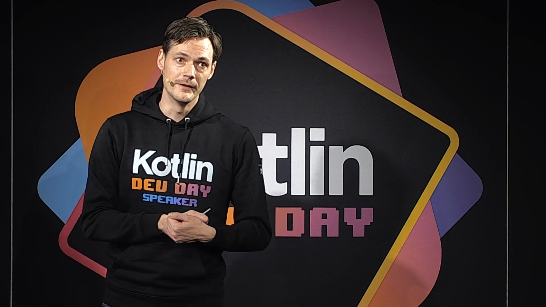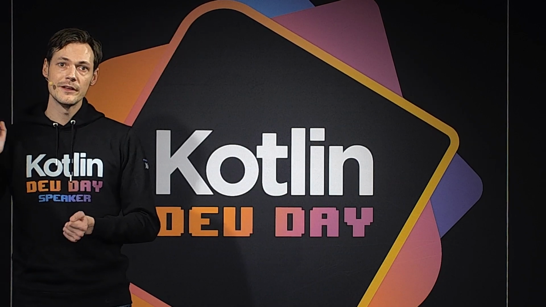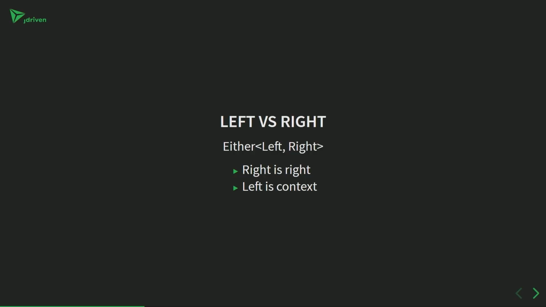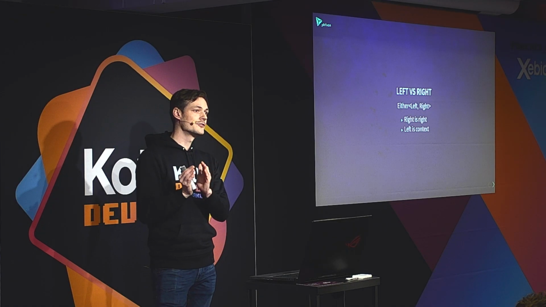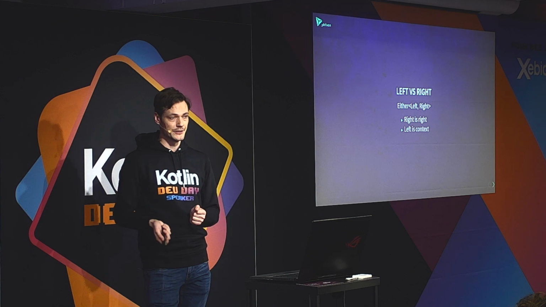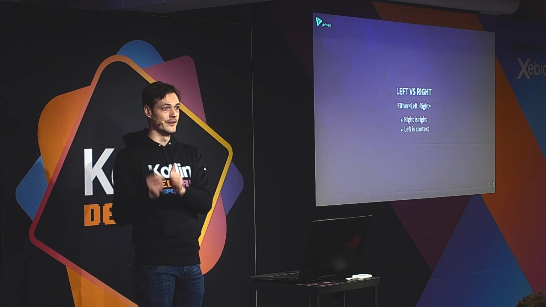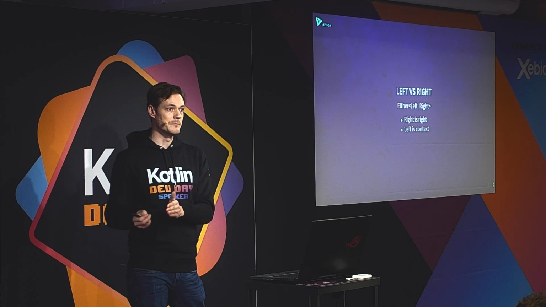So let's talk about the Either monad. The Either monad has two generics. There's a generic on the left side and a generic on the right side. The generic on the left side contains the type of the error context, the stuff we missed with the nullability system. And on the right side, it's a generic of the actual type you're interested in. The convention is that right is right. This right is right, that's the happy flow.